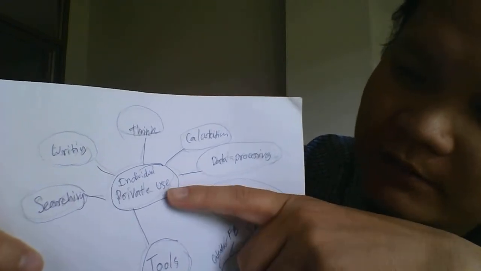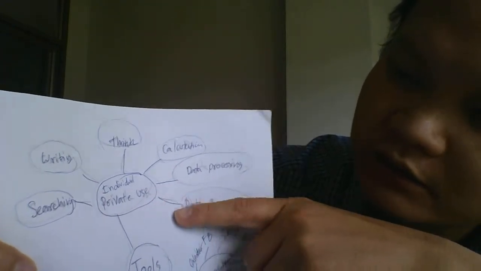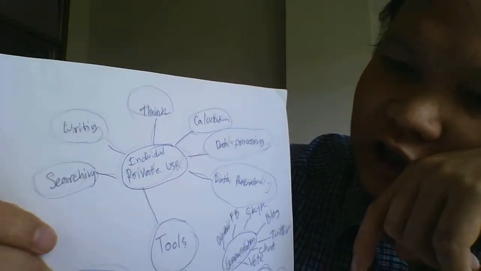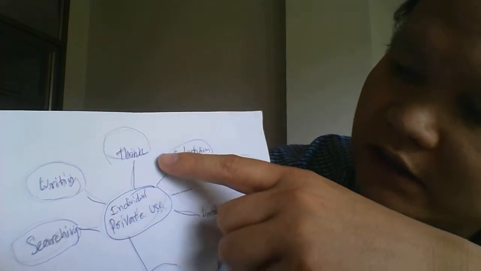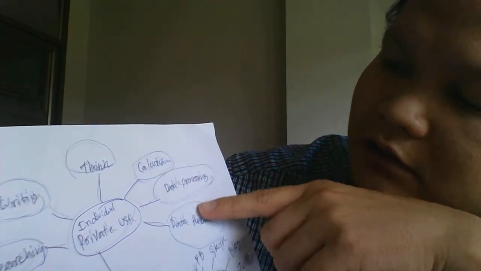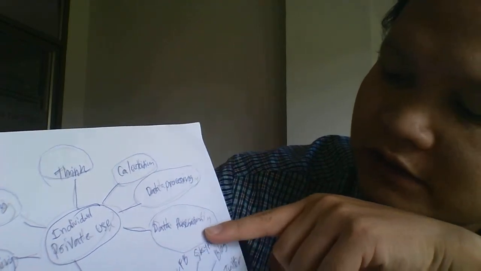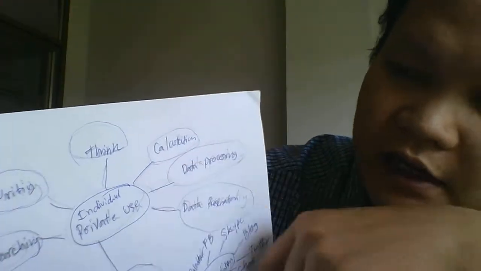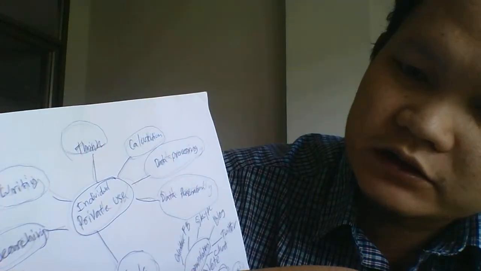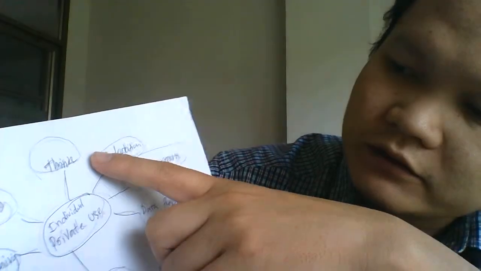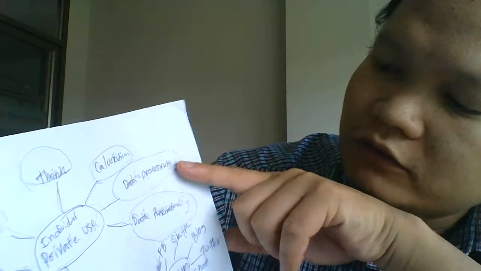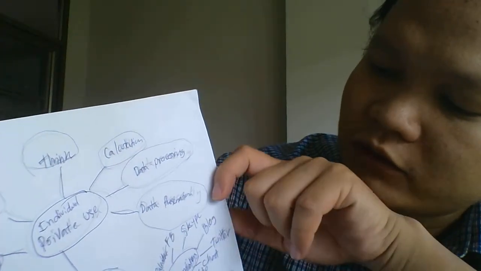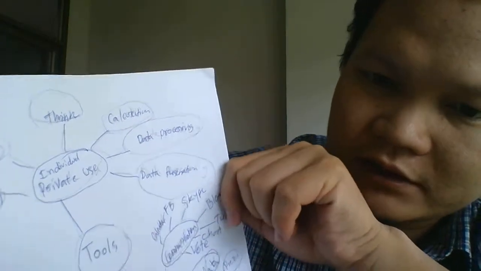Okay. So first we talk about individual use of tools. In terms of academic work, you may have tools for searching, tools for writing, tools for thinking, tools for calculation, tools for data processing, tools for data presentation. You may have several more than these activities. And then you can ask, what tools do you use for search, to write, to support your thinking, to calculate things, to process your data, and to present your data.